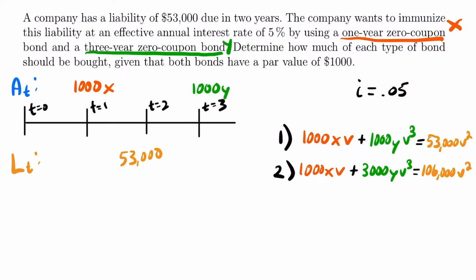the way that I'm going to choose to go about it here is to subtract the top equation from the bottom equation. So if we do that, what we'll have is 1,000x times v minus 1,000x times v. That will be 0, and that will be added to 3,000y times v cubed minus 1,000y times v cubed. Those are like terms, so we'll have 2,000yv cubed, because 3,000 minus 1,000 is 2,000, and that will be equal to 106,000 v squared minus 53,000 v squared, which is just going to give us 53,000 v squared.